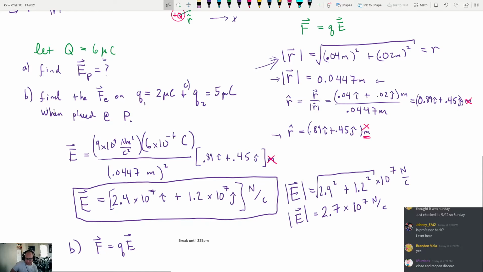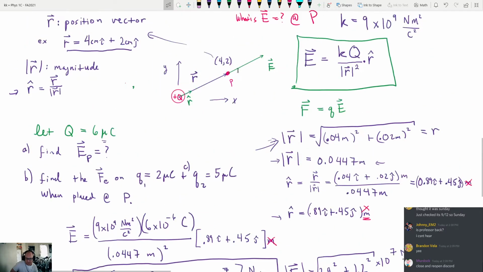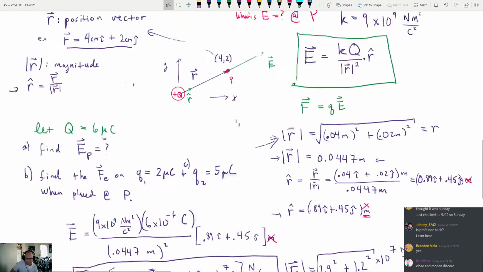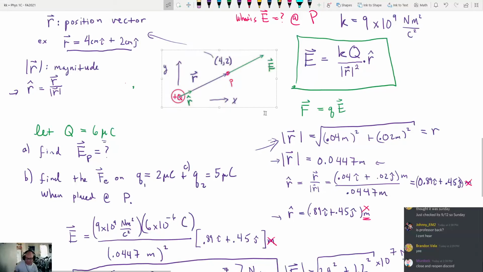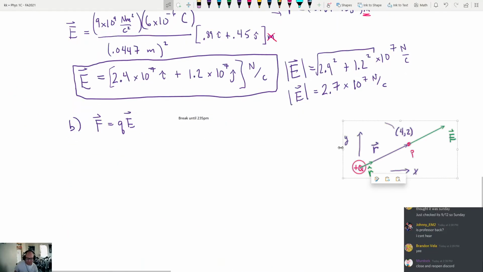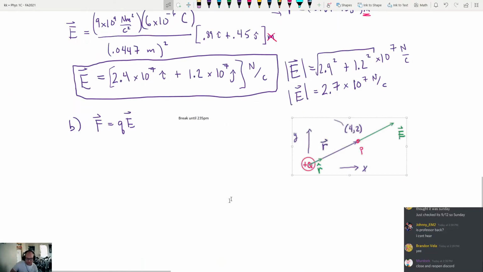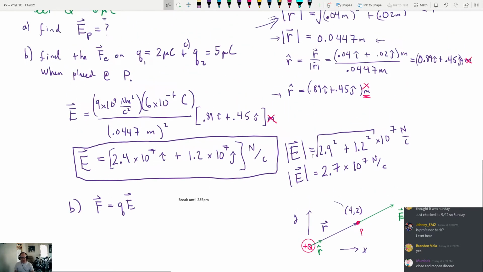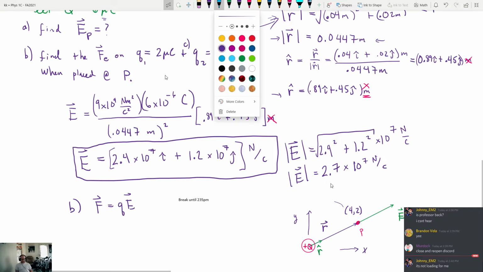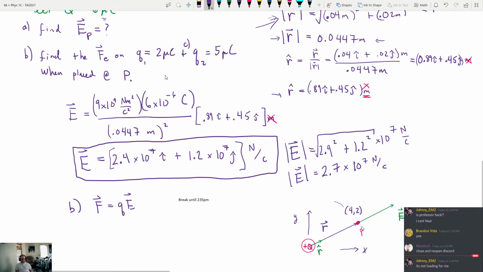And for part B, we want to find the force on a charge. If we were to place a charge, Q1 equal to 2 microcoulombs at point P, what would the force be? Let me take our picture. Let's put it down here. Now, if I take a charge, let's scroll back up and see what the value was. It was Q1 equal to 2 microcoulombs. So let's take a charge. Let's place it right here.